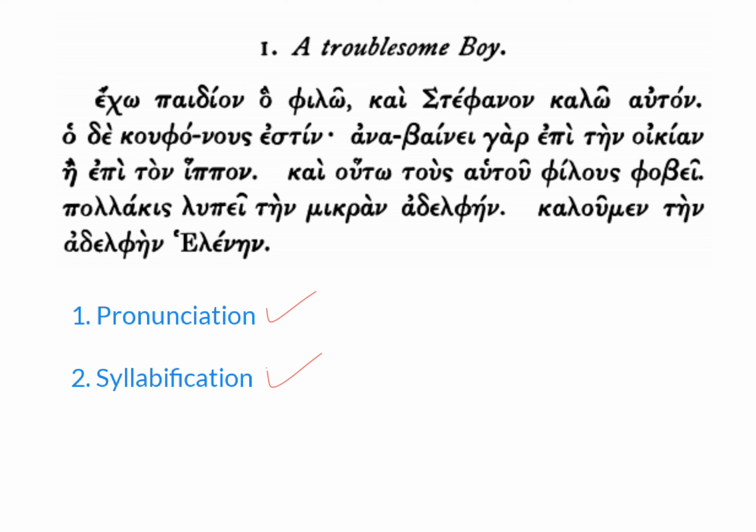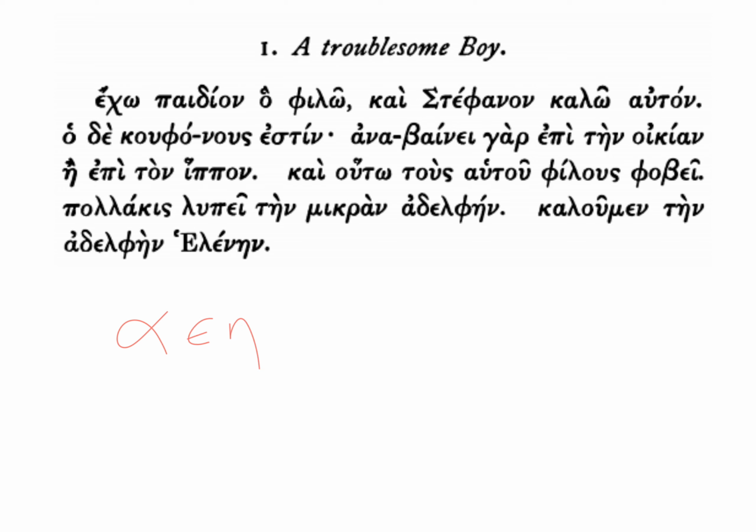In order to syllabify and pronounce Greek properly, one must have a clear knowledge of the vowels and consonants. So then to review, there are 17 consonants and there are 7 vowels altogether. Thus there are 24 letters in the Greek alphabet. The vowels in alphabetical order are alpha, epsilon, eta, iota, omicron, upsilon, and omega.